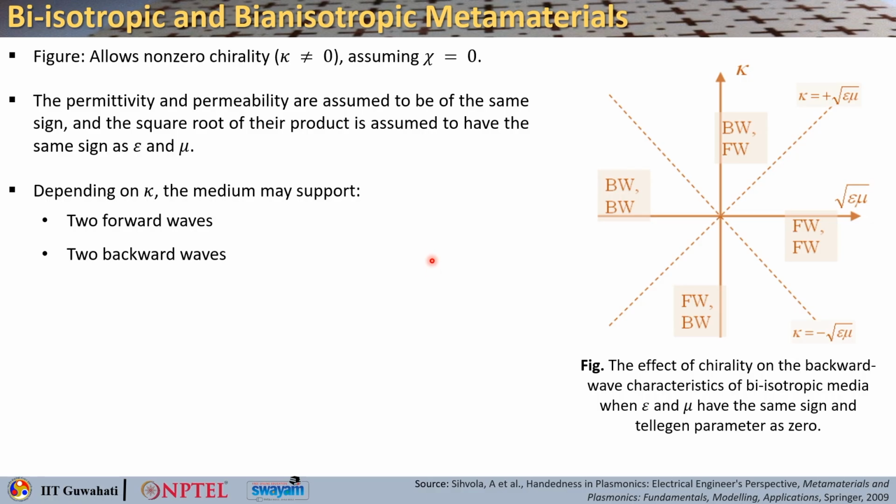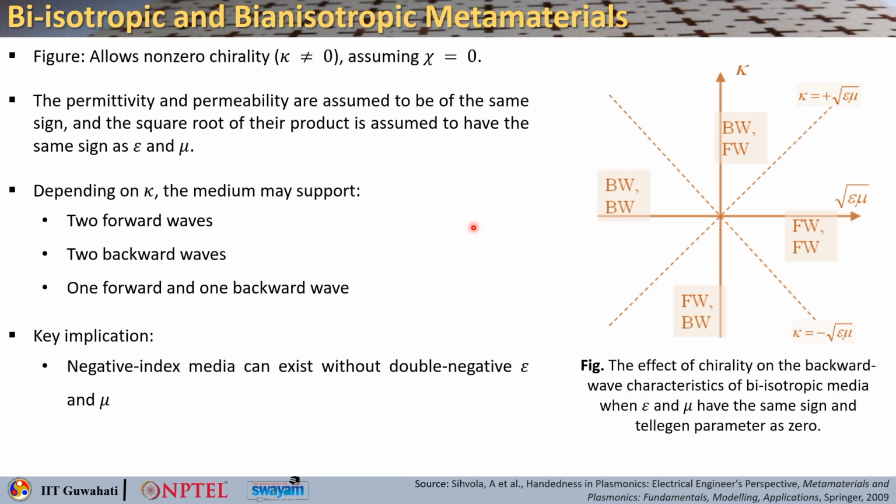can be forward. In that case, the wave vector amplitudes are both positive, or you can have both backward. In that case, both wave vector amplitudes will be negative, or even you can have waves with one positive and one negative, right. So, all these possibilities are there. The key implication here is that a negative index media can exist without double negative epsilon and mu. Okay. So, that is the understanding here.